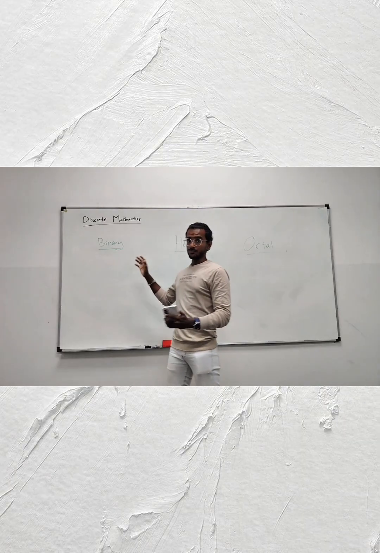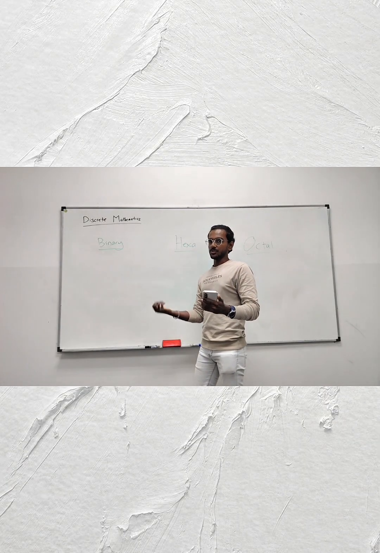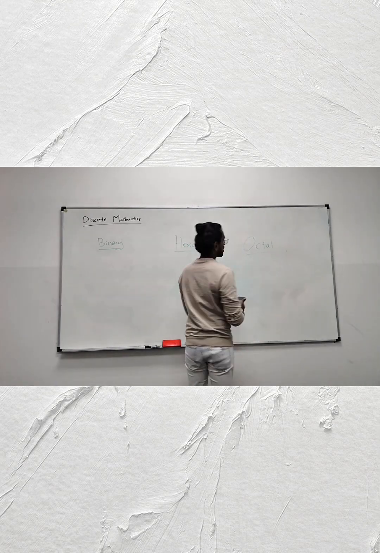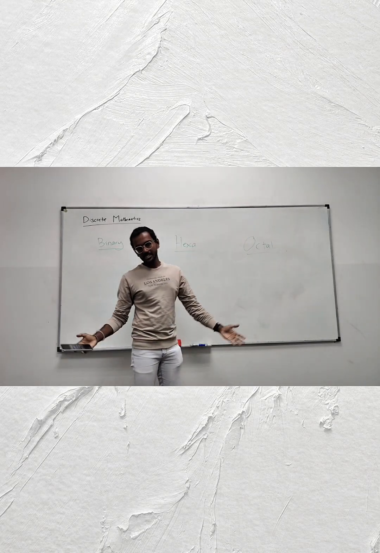So these are some of the basic things that we know in real life examples of binary, hexadecimal, and octal. Thank you.